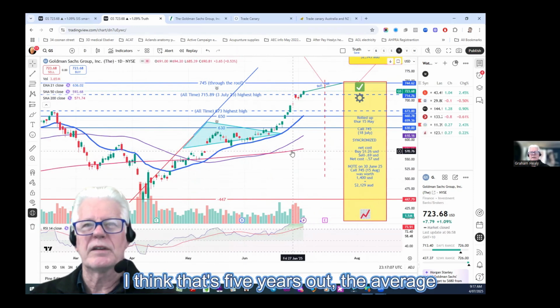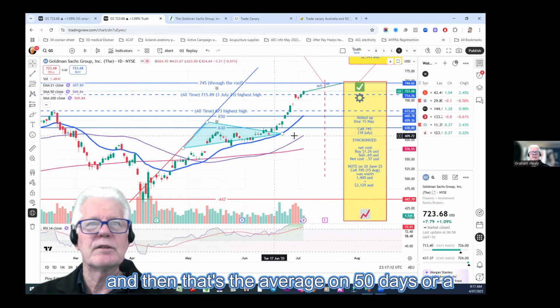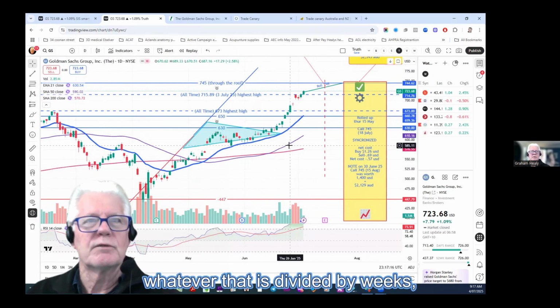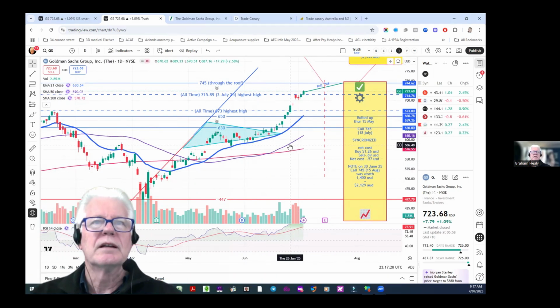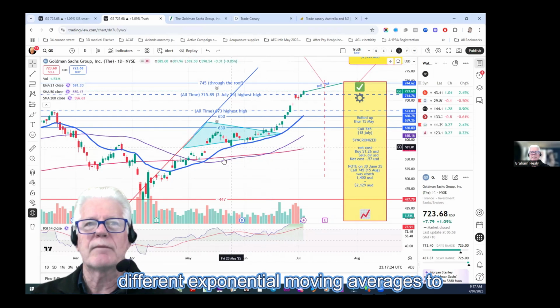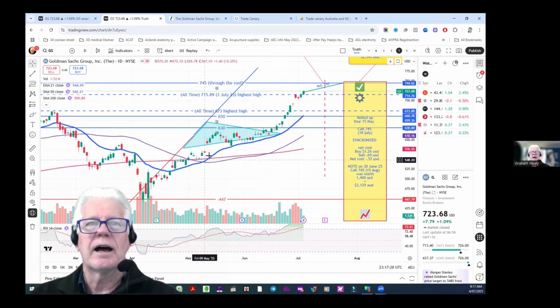So I think that's 5 years out, the average on 5 years, and then that's the average on 50 days, or a couple of months, 3 months, whatever that is, divided by weeks, approximately 2 months. So this one just has different exponential moving averages to read and gauge by.